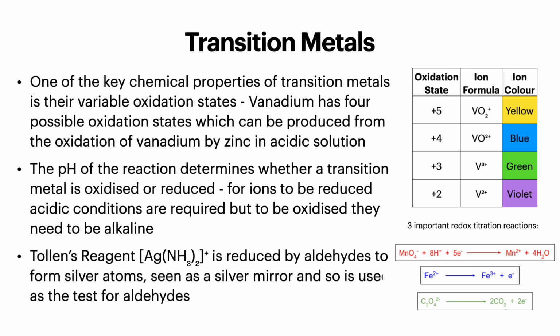The pH of the reaction determines whether a transition metal is oxidized or reduced. For ions to be reduced, acidic conditions are required, but to be oxidized, they need to be alkaline.